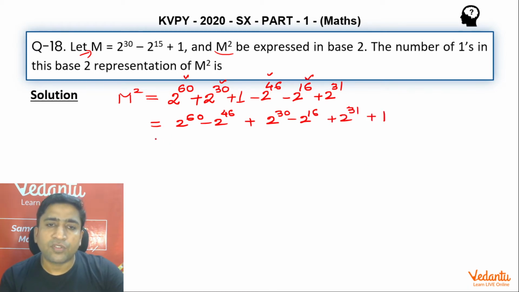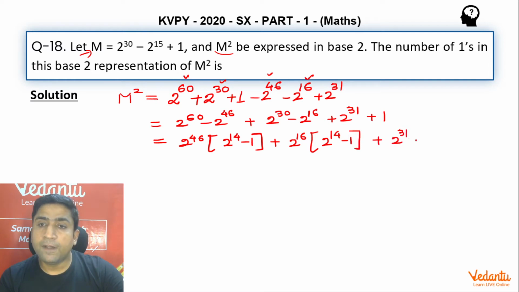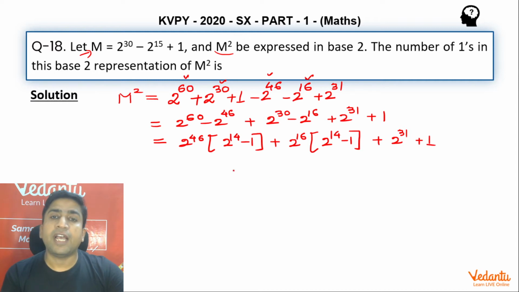Can you all see that if I take 2 to the power 46 outside, inside I'll have 2 to the power 14 minus 1? Yes or no? Similarly, for the next pair, I'll take 2 to the power 16 common, and inside I'll have 2 to the power 14 minus 1, and then plus 2 to the power 31 plus 1. This is what I am having.